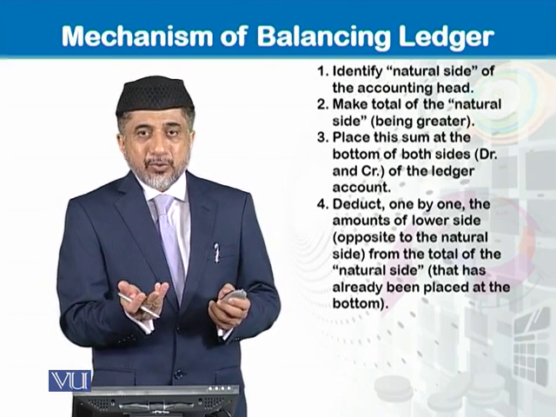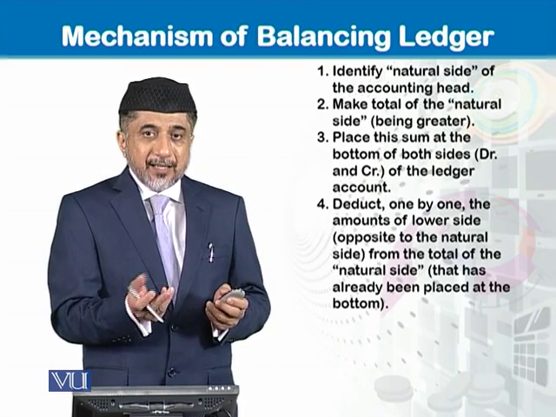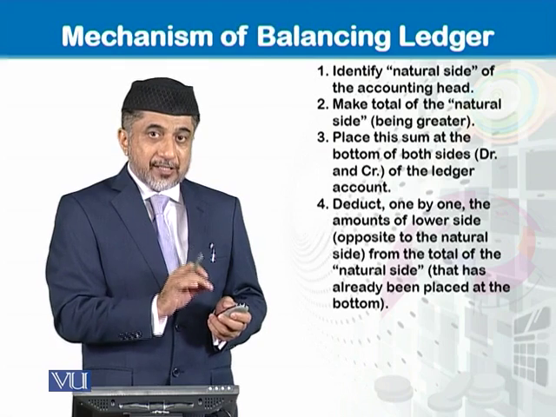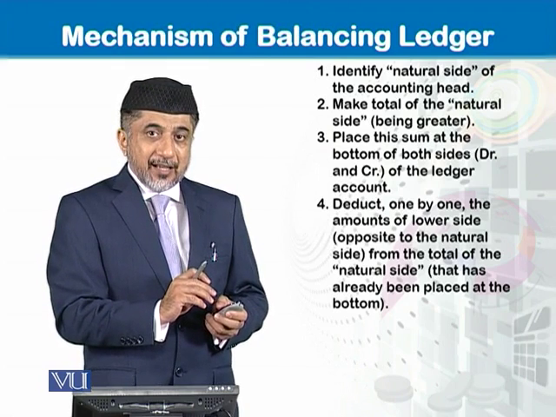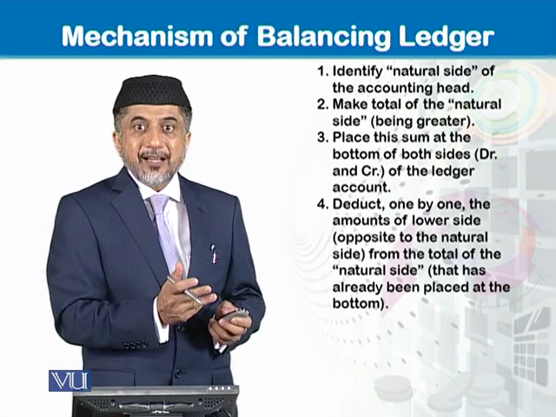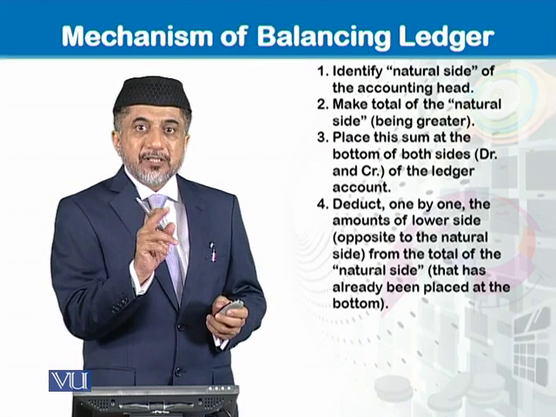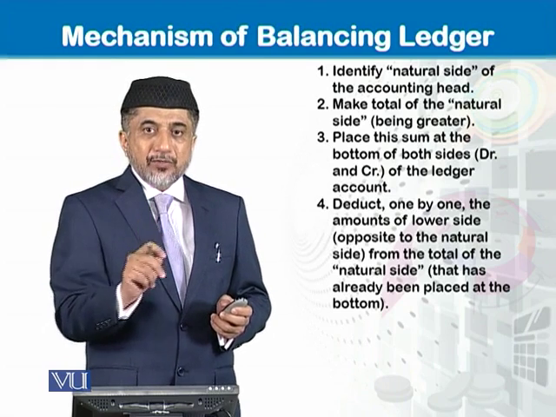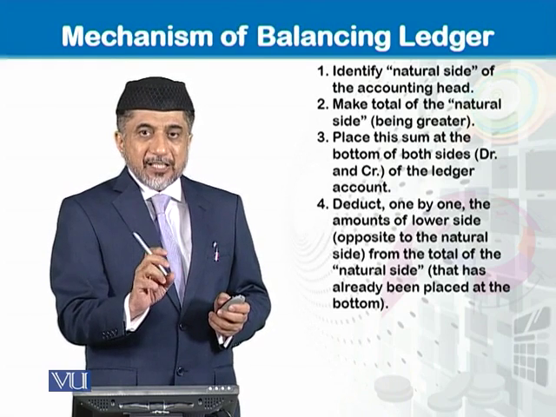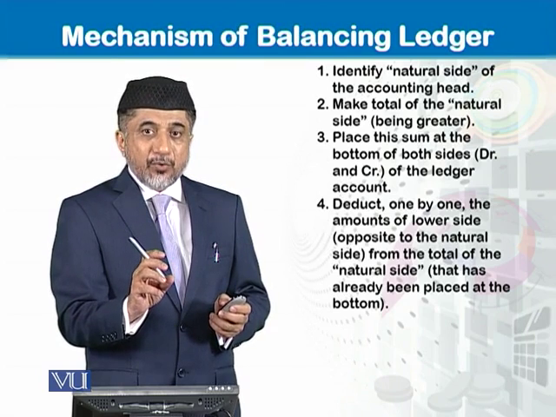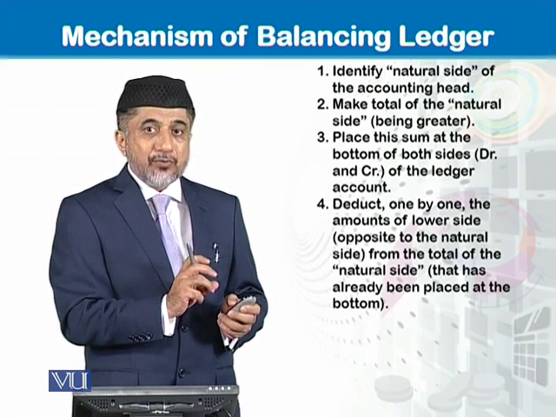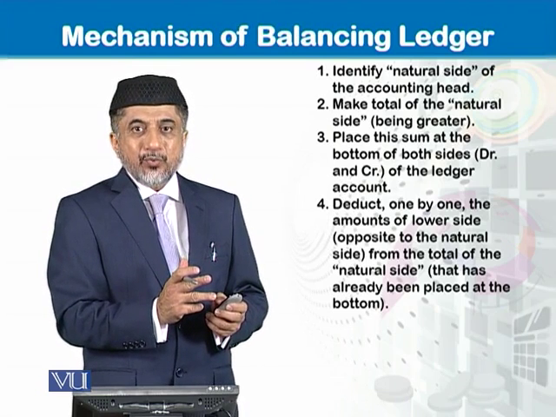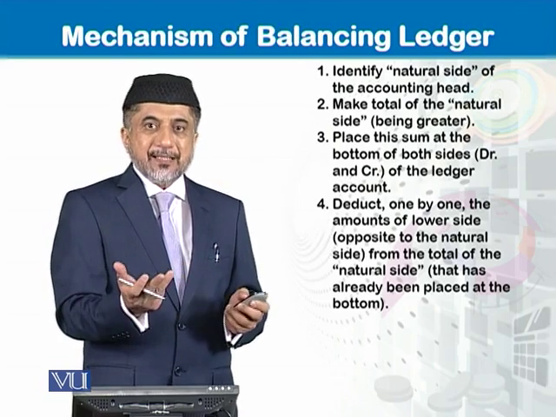So there are two ways to go for it. One is to write the total sum of the heavier side in your calculator, which is in fact the total of the natural side, and subtract the lower side one by one, each item. Or make the total of the lower side separately, and then subtract the total of the lower side from the total of the natural side, that is in fact the heavier side. So we shall get a balance.